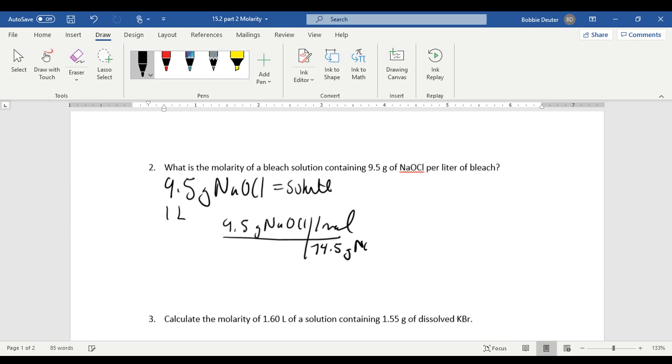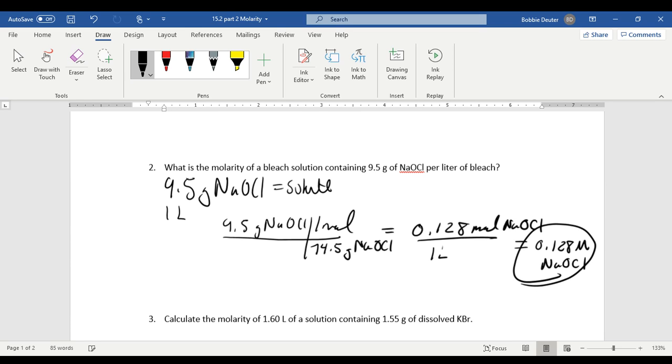74.5 grams of NaOCl. Divide that out, you get 0.128 moles of NaOCl or bleach. We would divide that by our 1 liter of solution that they want us to make, giving us a concentration of 0.128 moles per liter, or molarity, of NaOCl. Again, this is important because knowing that, we can make stock solutions from it.